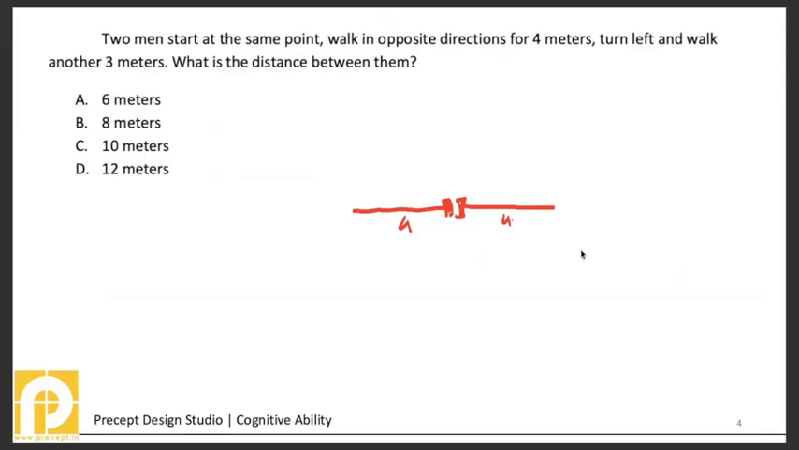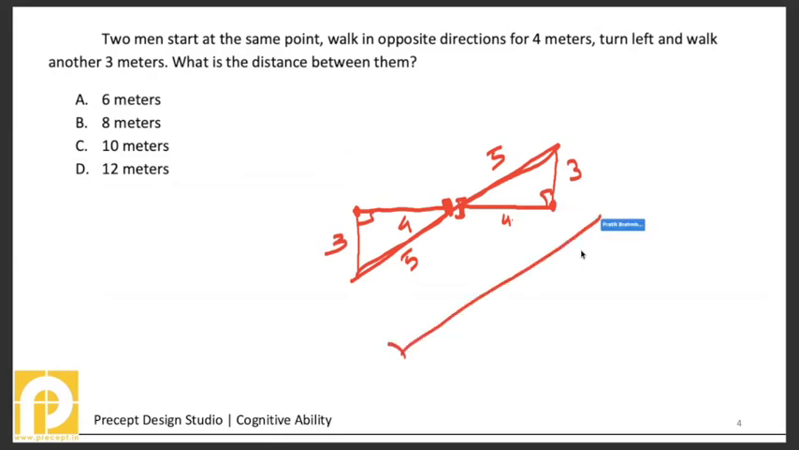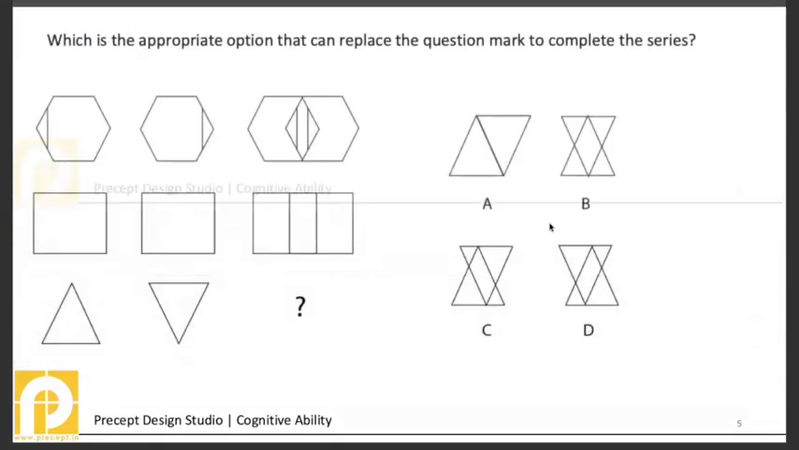This left will be here, and this left will be here. They walk 3 meters, 3 meters. Now you are to identify the distance between both of them. So the distance between both of them will be 5 here by the Pythagoras theorem. This is 90 degrees. By the Pythagoras theorem, the total distance between them is 10 meters. The correct answer is option C here. Okay, we'll move to the next one.